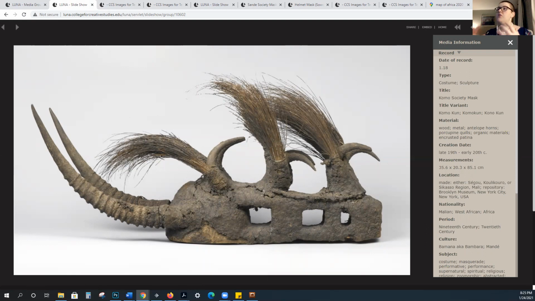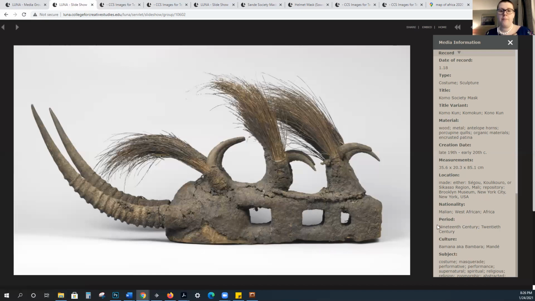And this is the person who creates this object. And this is the Komo mask. It's also called Komo Kun, which literally means the head of Komo. And only the blacksmith makes these. And only the blacksmith who made this object is able to control it.